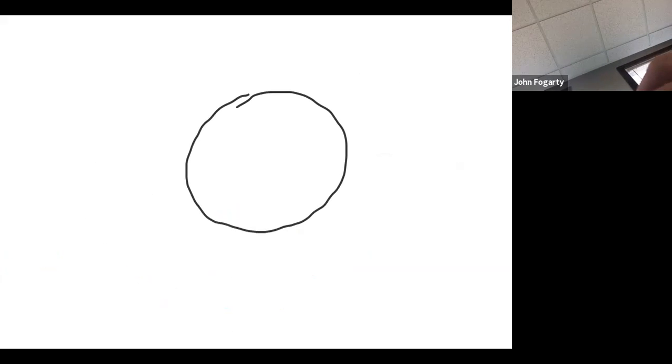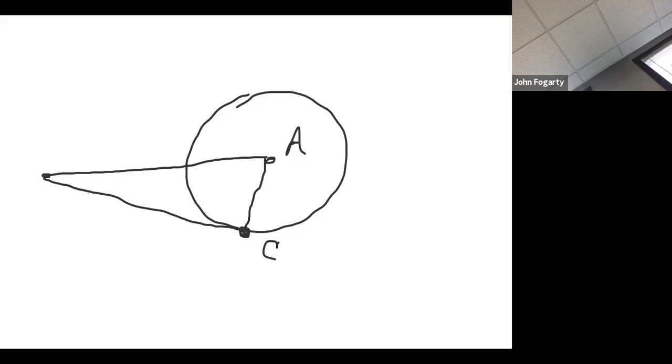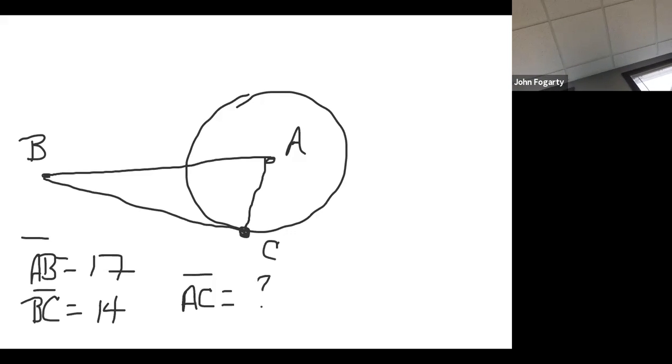All righty. You're going to have a circle, and this is called circle A. And then I'm going to draw a tangent. That's C. I'm going to tell you that this is point B, right? So here's what I know. AB equals 17. BC equals 14. What's AC? Go.